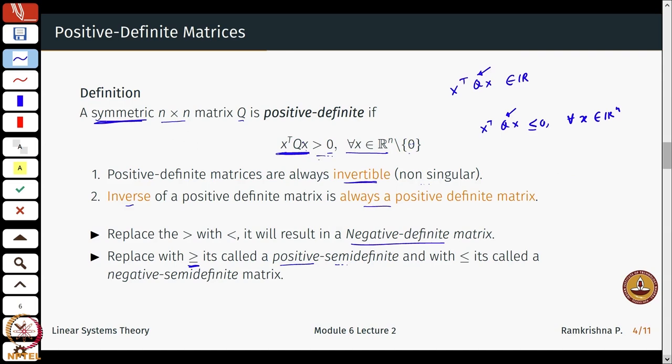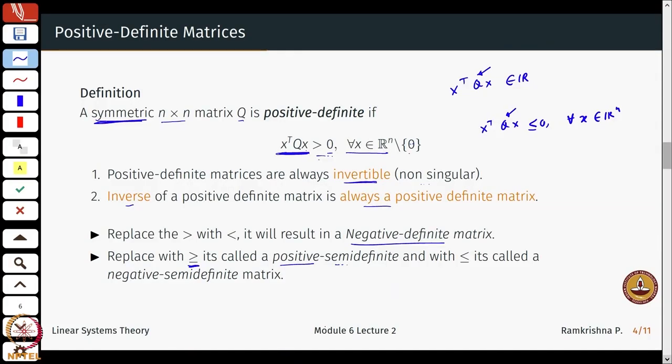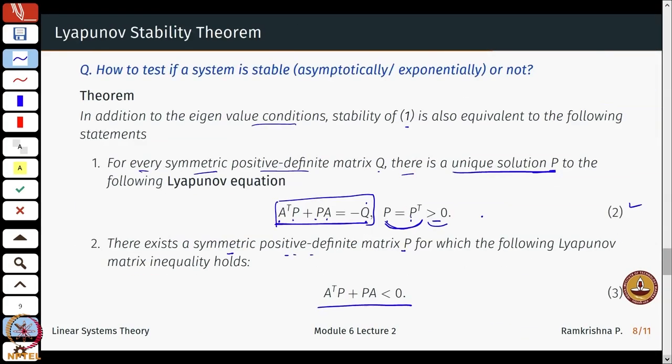So at x equal to 0, it is obviously equal to 0, okay, which means that this should be 0, that is e power A t times z is equal to 0. And I know because A is an exponentially stable matrix, that this guy will not be 0. So the only option left is z equal to 0, okay. And therefore we have proven that P is not only symmetric, but is also positive definite, right.